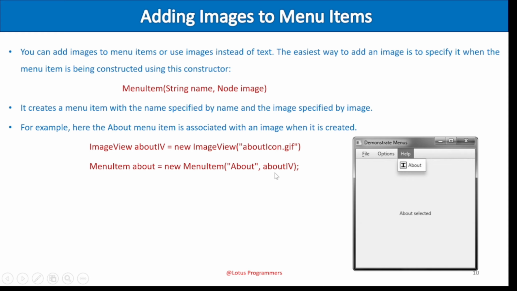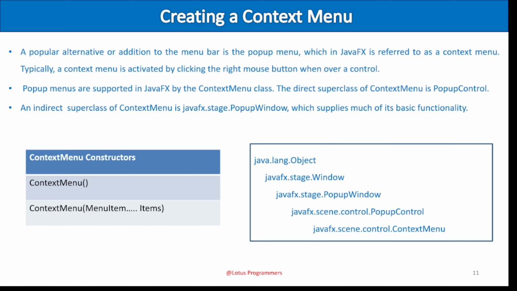For example, I would like to add the about icon to the menu item. In order to do that, first I create the ImageView object. After creating the ImageView object, that object is passed as the second argument when creating the menu item. If you execute this code, when that menu item is added to the help menu, the about menu, the icon is displayed like this.